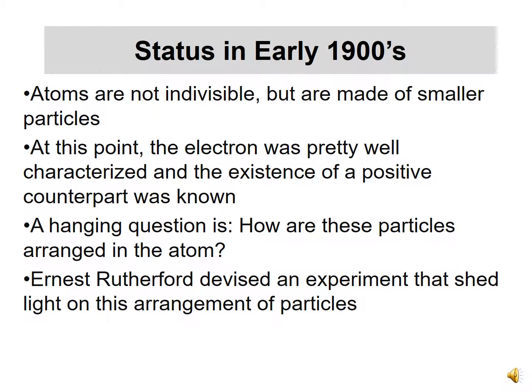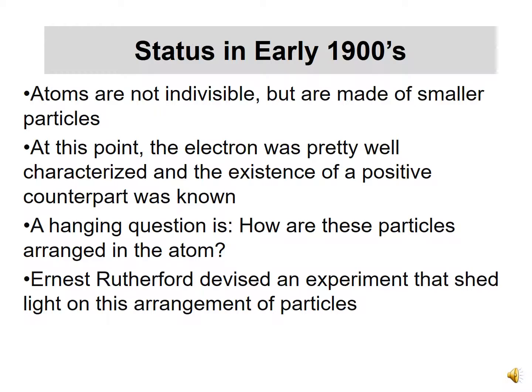So where are we in the early 1900s? In the early 1900s, we knew about positive particles, we knew about negative particles. We also had some suspicion that there was some sort of a neutral particle inside of the atoms of the elements as well. One of the things that we had determined was that, contrary to John Dalton's initial atomic theory, the atoms are not indivisible, but they're made of smaller, very similar types of particles.